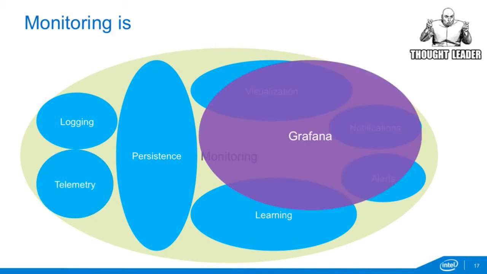Grafana, a tool I really admire for visualization. They have some new notification features coming out in their V4. They have some basic statistics information you can use out of the box. And I believe they're adding alerting alongside the notifications. So they're growing in scope, but even they require a separate persistence model and a separate telemetry and logging model.